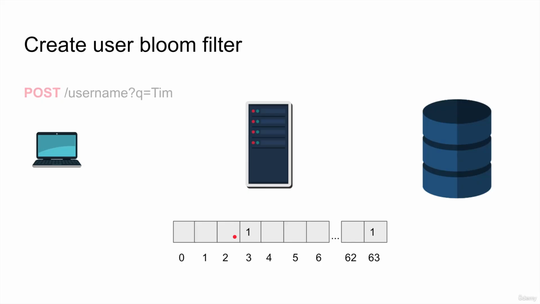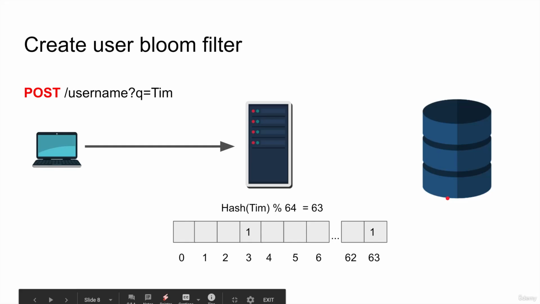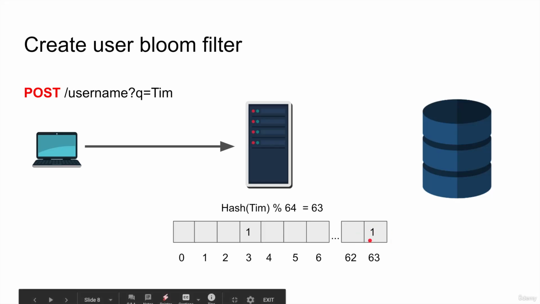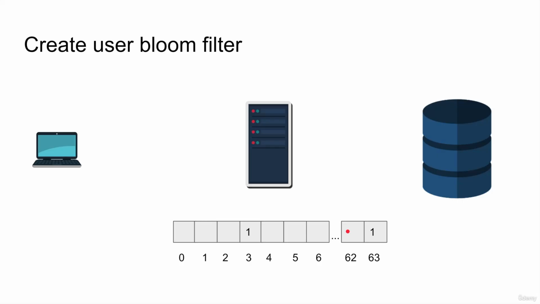Let's try some other user, Tim. I'm going to take Tim and hash it mod 64. Guess what? I got number 63 again, and that's absolutely perfect. That's okay, because you only have 64 bits. Obviously, all the strings and names in the world will fall between these bits. And when you get 63, it's already set, so you don't even have to bother setting it. But you always have to hit the database and write it. So that's how it's actually made.